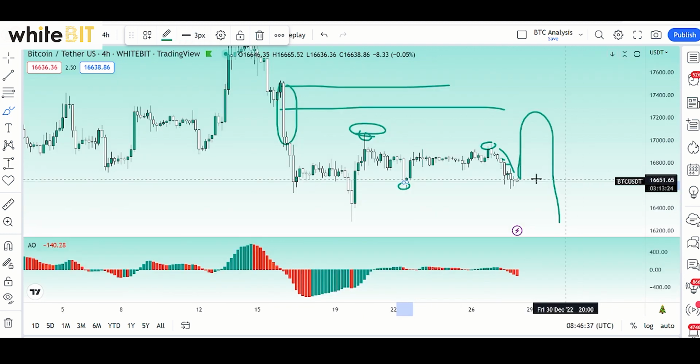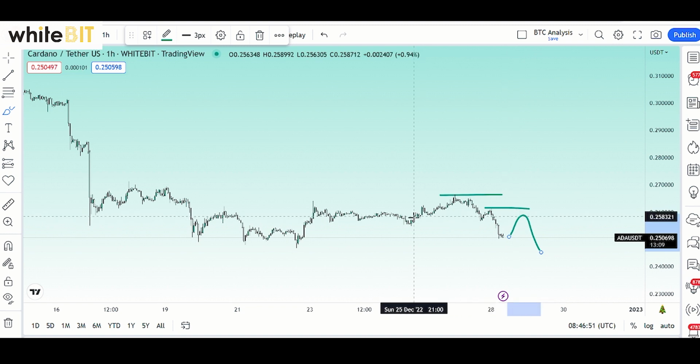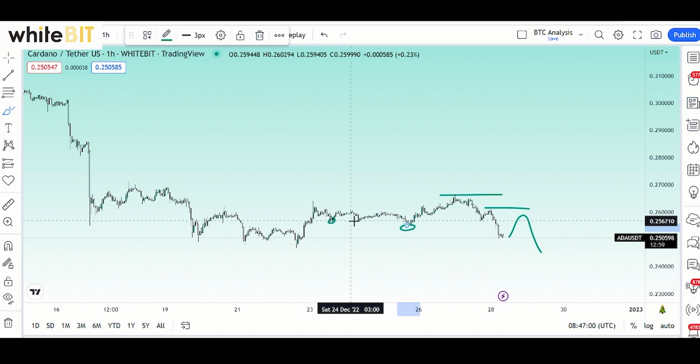I think if Bitcoin will pump like I showed before, Cardano maybe will show us something like this local bounce, and here we have to close our positions. It will be a small profit because I opened my first trade right here. The second trade was opened right here, and the average price was approximately 0.2565.